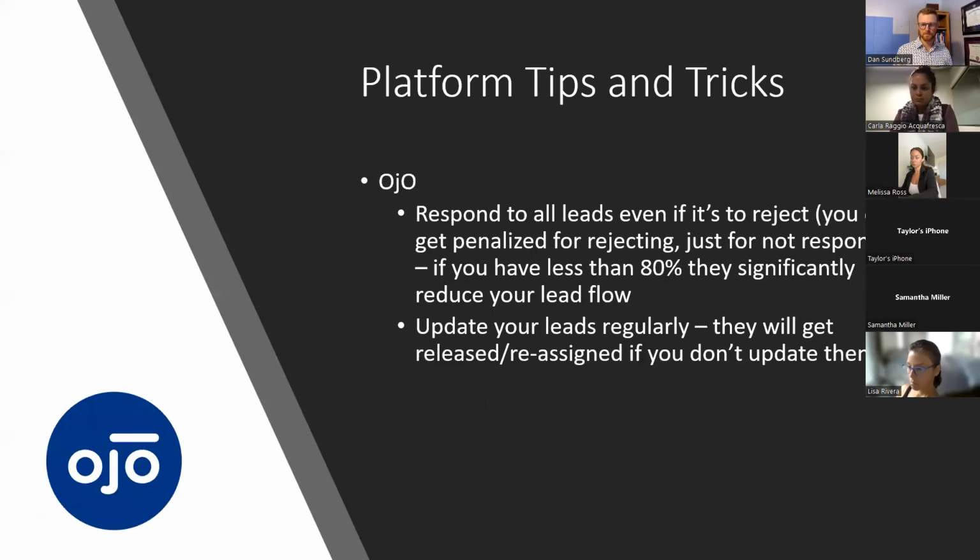Okay, Ojo. This one is a little bit different from OpCity. Respond to all leads, even if it's to reject. Ojo does not penalize you for rejecting leads, but they do heavily penalize if your response rate is lower than 80%. So if 10 lead opportunities come through and you're saying yes or no to 7 of them, you're going to get bumped down in the pecking order of people who receive leads.